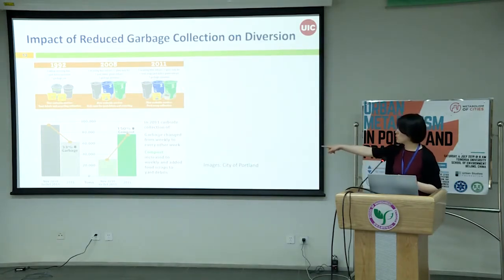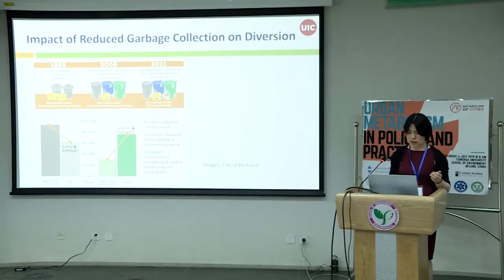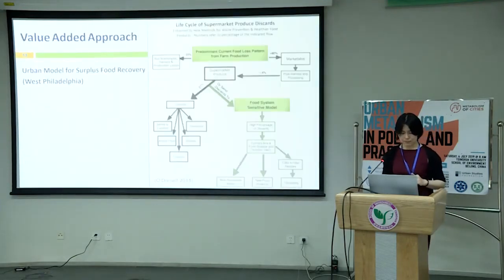I would like to point to the chart at the bottom. During the recession, they reduced garbage collection from weekly to bi-weekly, and then they included scrap and yard debris bins, increased the weekly collection, and added different types of recycling bins.